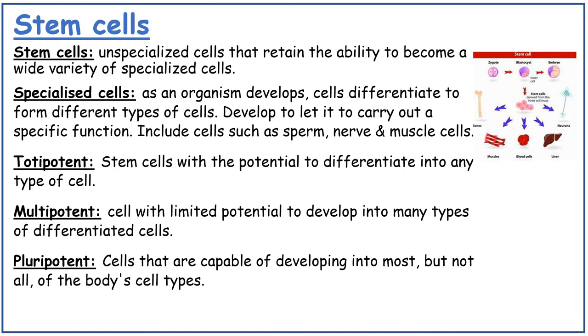Totipotent. That means they can become totally anything: stem cells with the potential to differentiate into any type of cell. Multipotent: cells with limited potential to develop into many types of differentiated cells. Pluripotent: cells that are capable of developing into most, but not all, of the body's cell types.